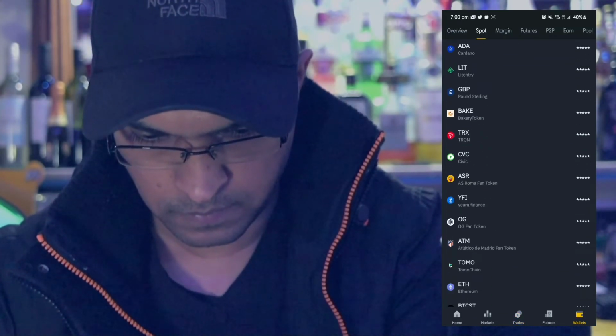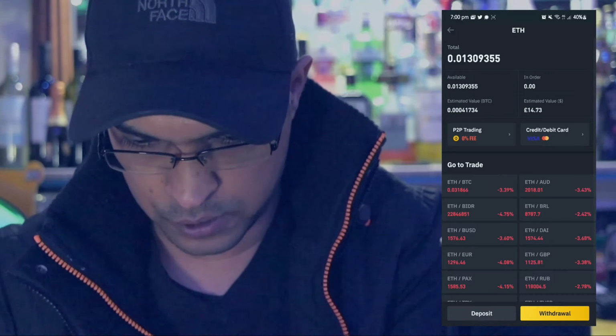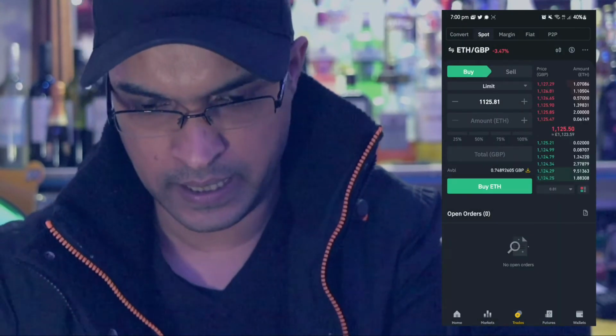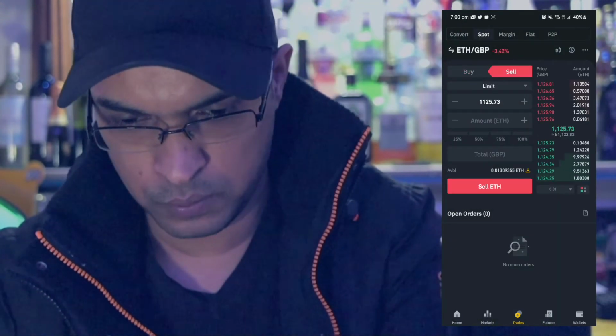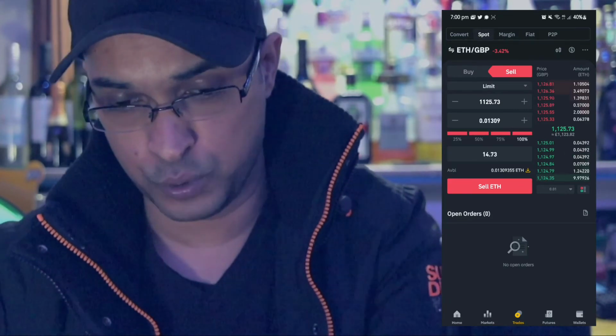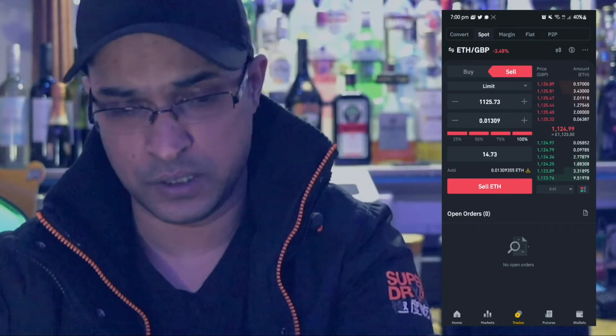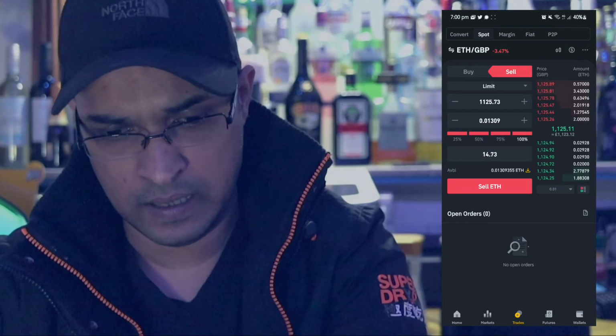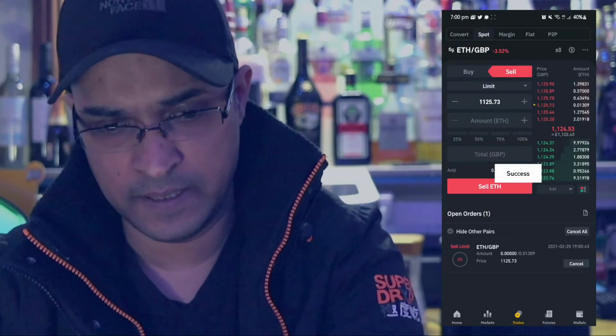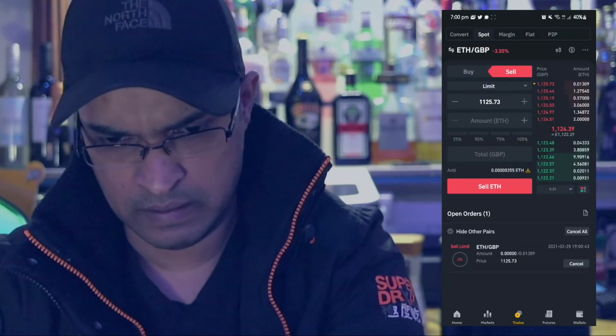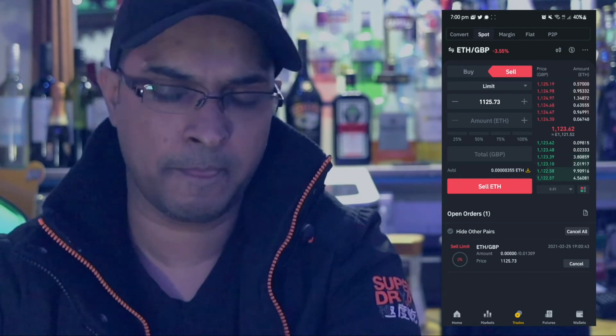Ethereum. And we want to sell it to GBP. So we go to GBP. And it says we have available this much. So we want to sell it. We're going to get 1473 from this. So if we sell it to this, here, I believe you can just sell it instantly. So this is a limit order. Let's have a look and see what it does.